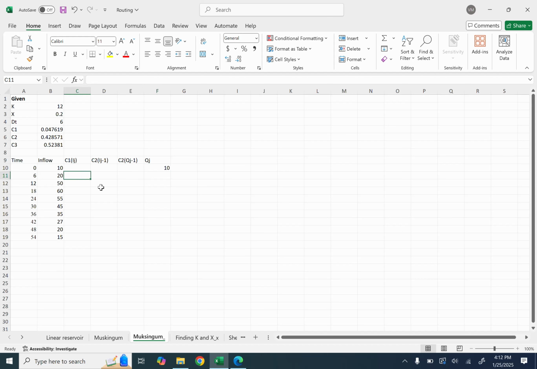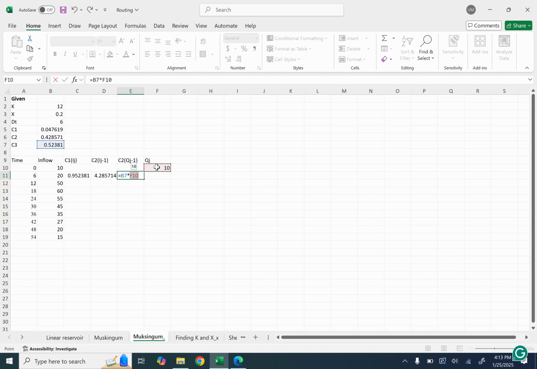And then let's do C1 times ij. This will be C2 times ij minus 1, previous row from the I column, and C3 times qj minus 1, so this will be C3 times q from the previous row.